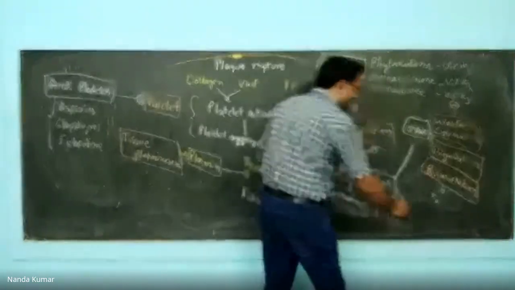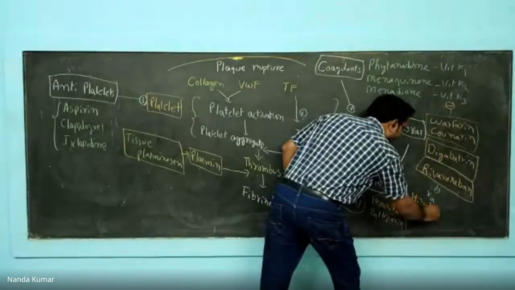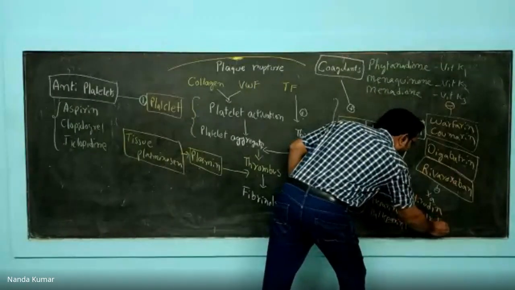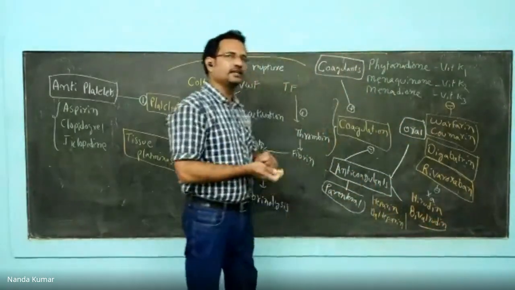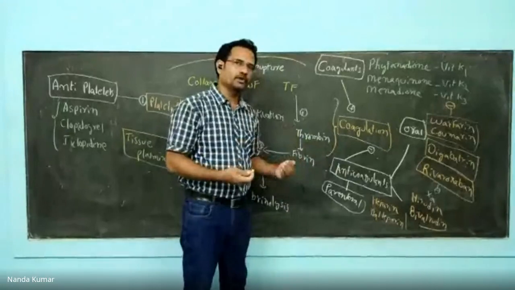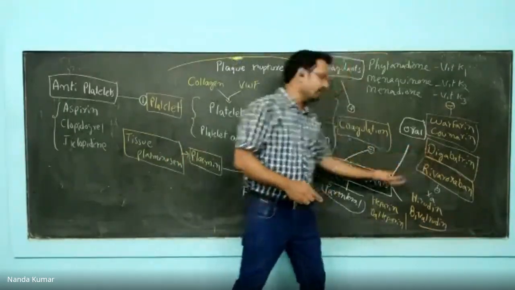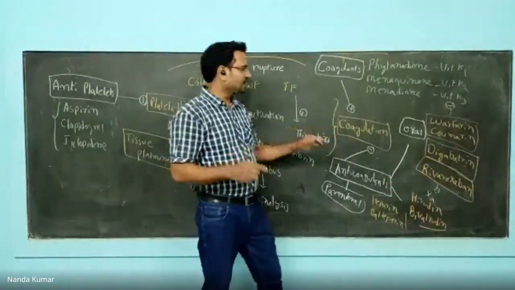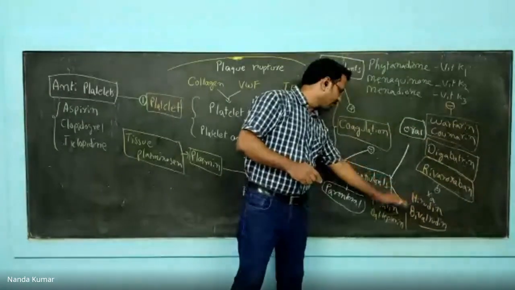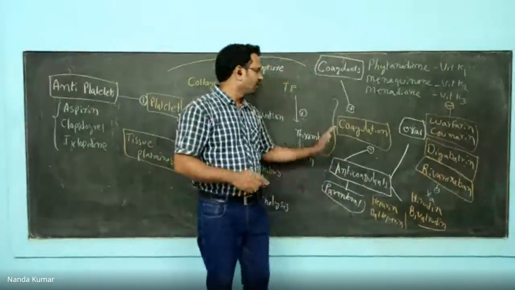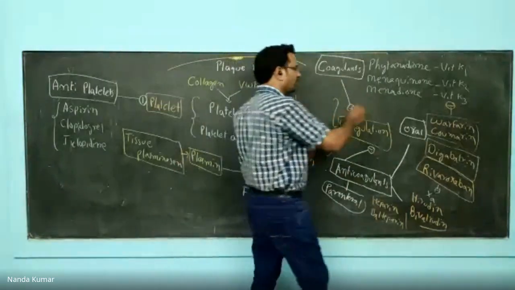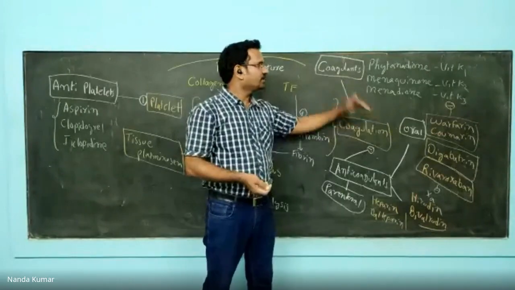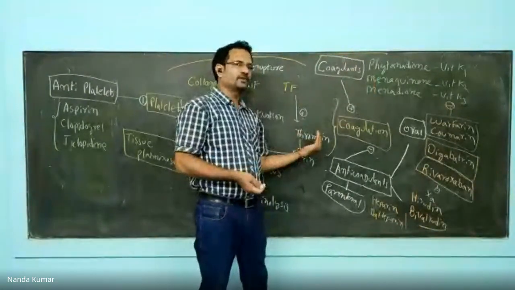Whereas another class is hirudin, bivalirudin, and lepirudin. These drugs are known as direct inhibitors because they directly bind with thrombin and block it. See, understand this. Dabigatran also inhibits thrombin. Hirudin, bivalirudin also inhibit thrombin. But the difference is dabigatran is an oral drug, whereas hirudin and bivalirudin are parenteral drugs. So these are anticoagulants. See, this bottom part is anticoagulants. These are coagulants. Coagulants are vitamin K derivatives. Anticoagulants are those which block vitamin K function or thrombin function.